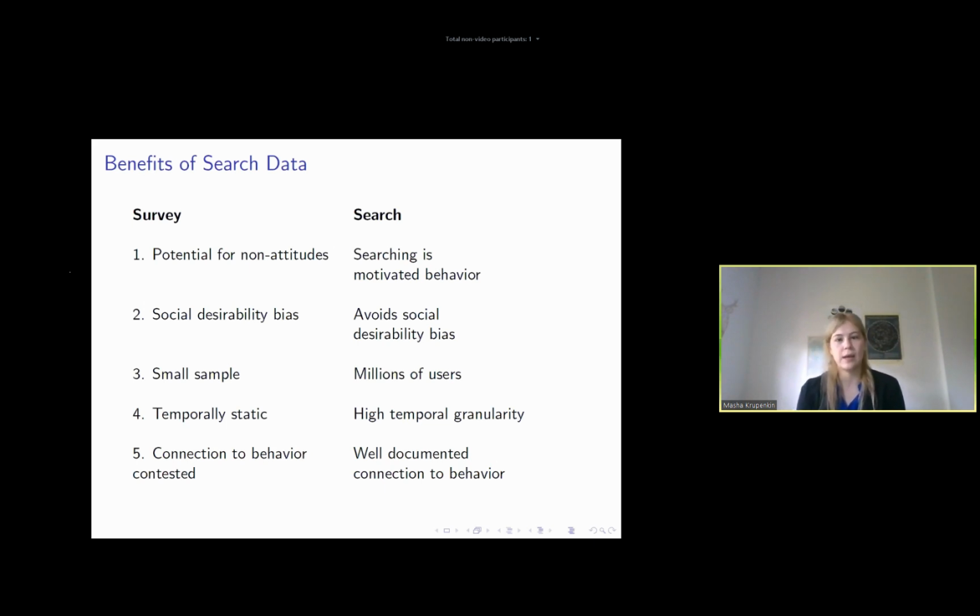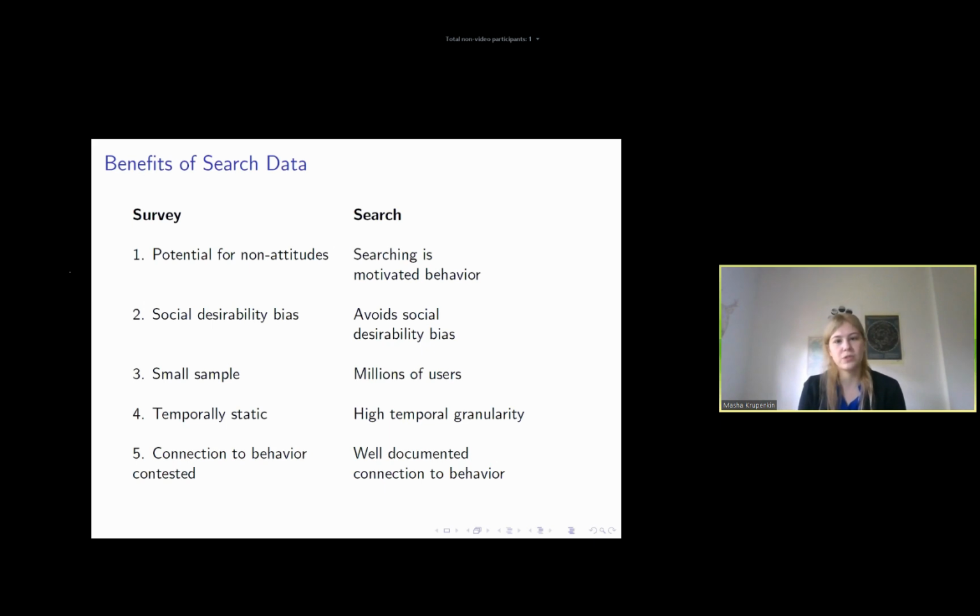With search data, we have this high temporal granularity. What that means is that if I wanted to compare what people were searching for at 1 p.m. March 1st, 2016, I can compare it with what they were searching for at 1 p.m. March 1st of 2017. And I can even go further. I can look at it to the seconds, which is fairly useful for studying events and things like that.